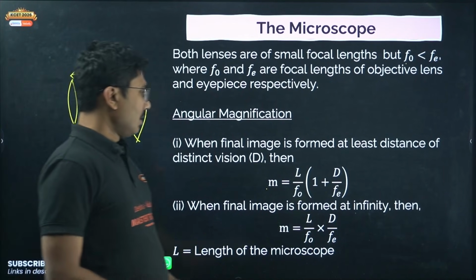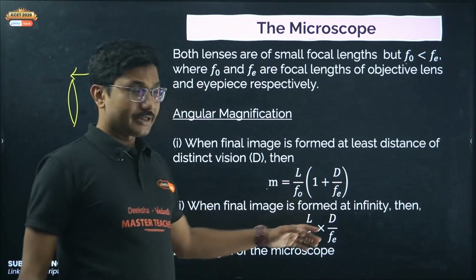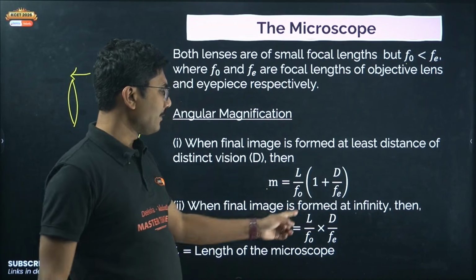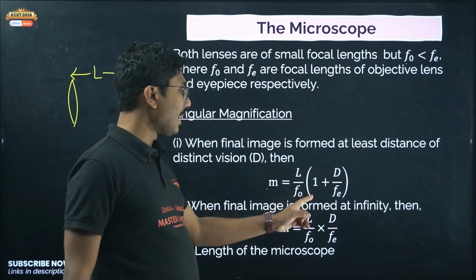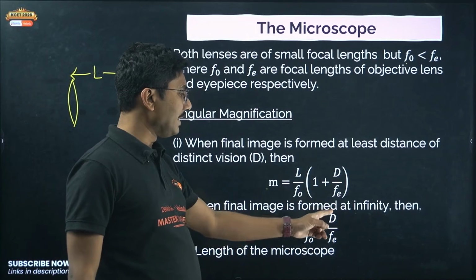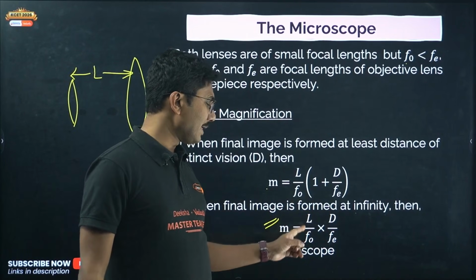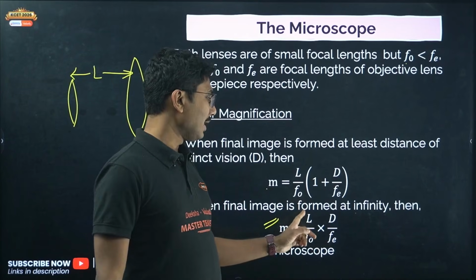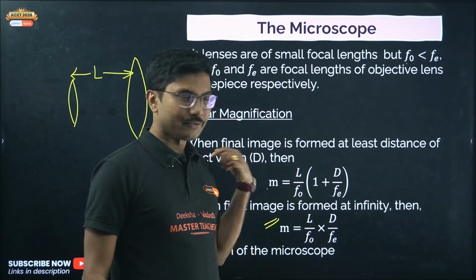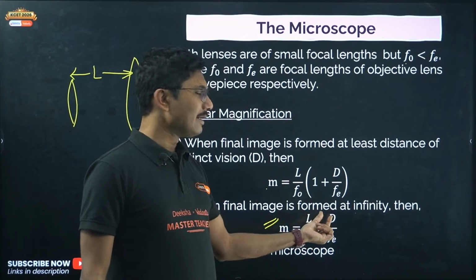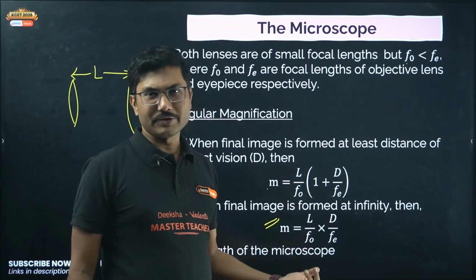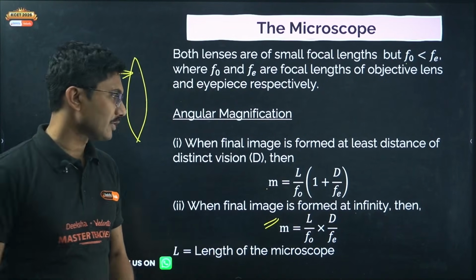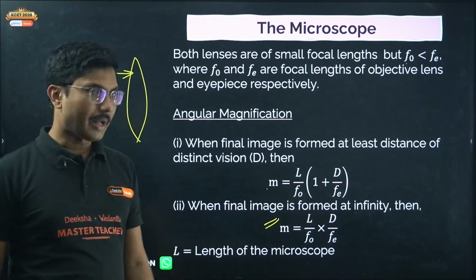Now when the image is formed at infinity, this formula is more important: magnification is L by f_o into D by f_e. Both focal lengths are in the denominator. L is the distance between the lenses, and D is the distance of distinct vision, which is 25 centimeter. So when everything is given, you can calculate the magnification of a compound microscope.